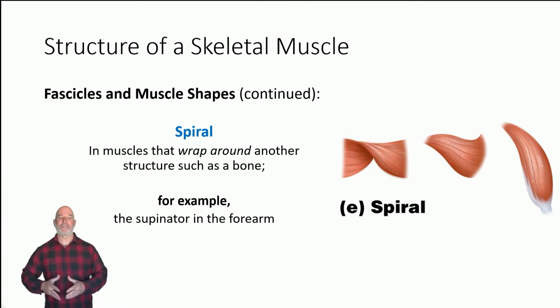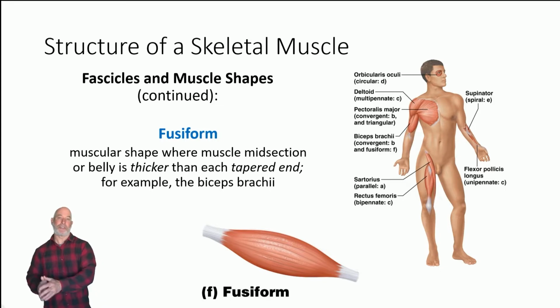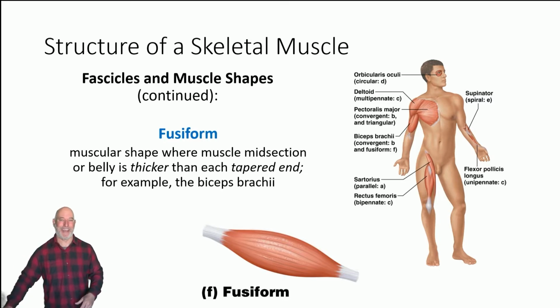You also have spiral muscles as well. Spiral muscles overlap each other or wrap around each other, and that's like the supinator in your forearm. And then you have a fusiform. This is where the midsection or the belly is larger, thicker than the ends. So it's tapered at the ends and larger in the middle. And that would be, of course, your bicep. I'm pointing to it. You can't see any of these muscles, but that's okay.